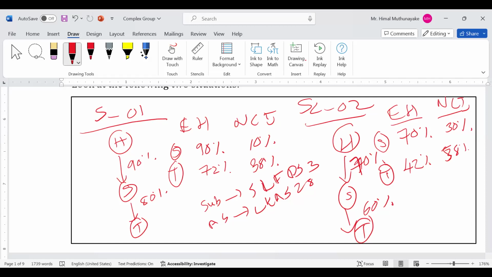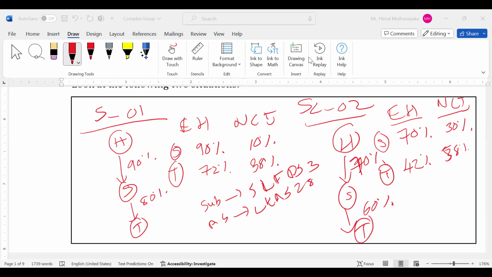Then the second thing you need to do is calculate the effective holding of those two companies, right? So that is the second step you need to follow. Is that clear? Up to this point, I have discussed two steps. The first step is to identify the subsidiary or the associate. The second step is to calculate the effective holding and the NCI percentage, right?